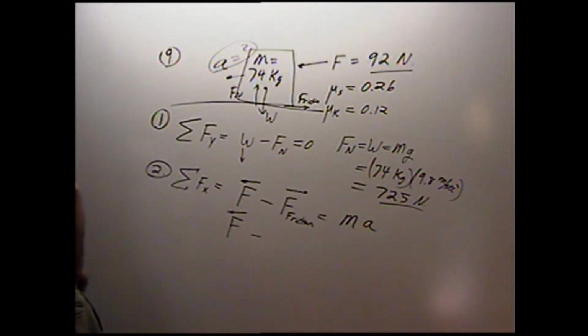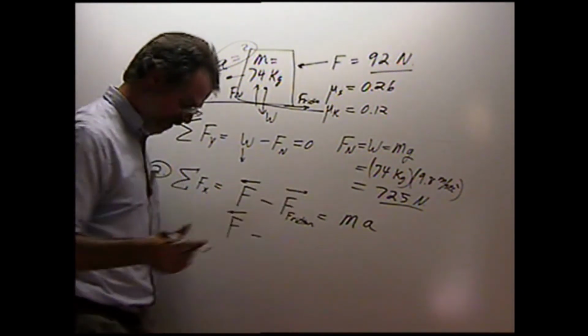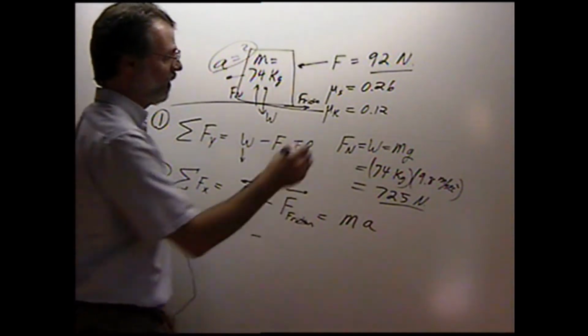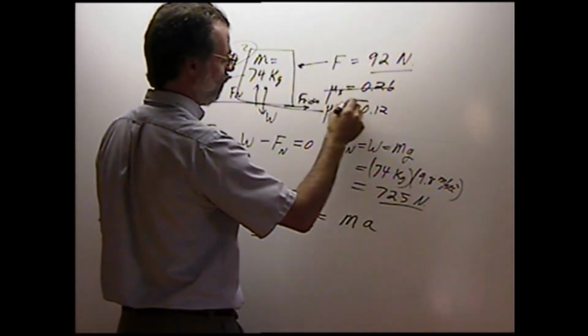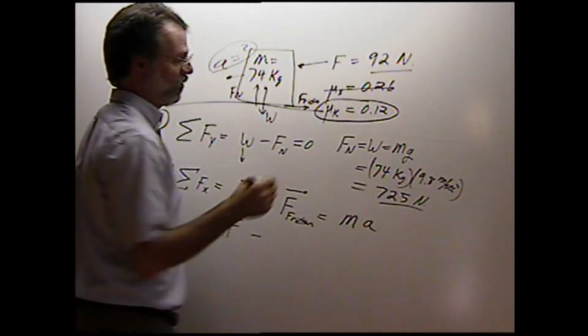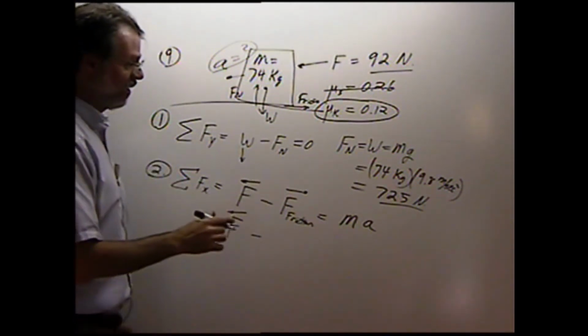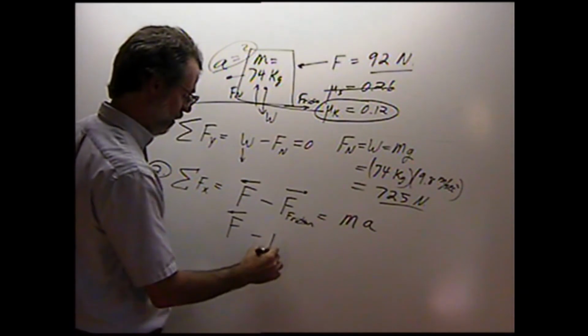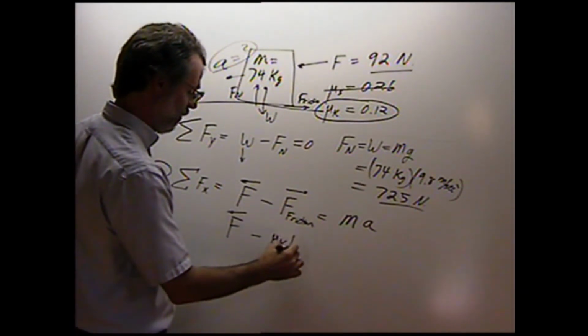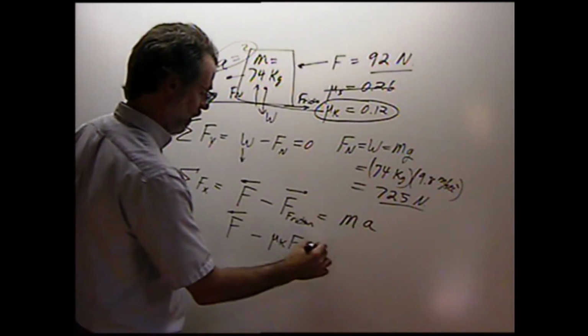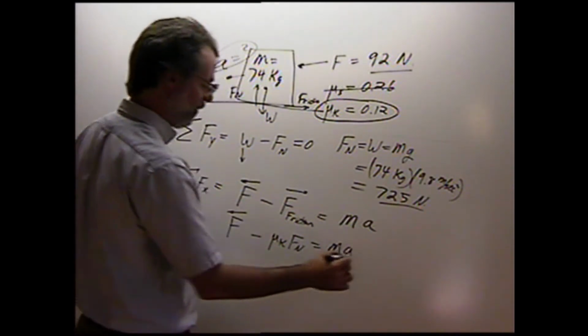Let's see. It says that the box is sliding. If the box is already sliding, that means we're going to use the kinetic coefficient of friction. The kinetic coefficient times the normal force equals the mass times the acceleration.